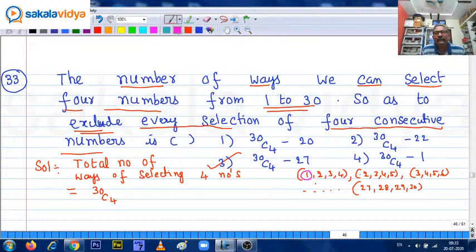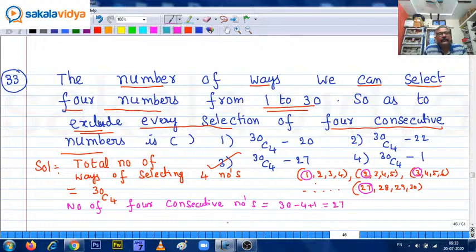See how many we get. You count it: 1, 2, 3, up to 27. Out of 30C4, 27 selections will have 4 consecutive numbers. They need to be subtracted. So the number of 4 consecutive selections is 30 minus 4 plus 1, that is 27. Therefore the required number of ways is 30C4 minus 27. So the third option is the right option.